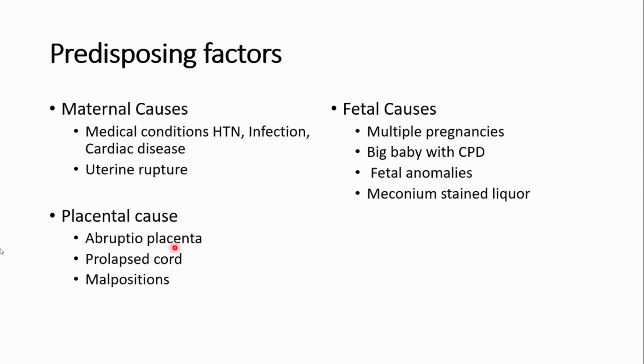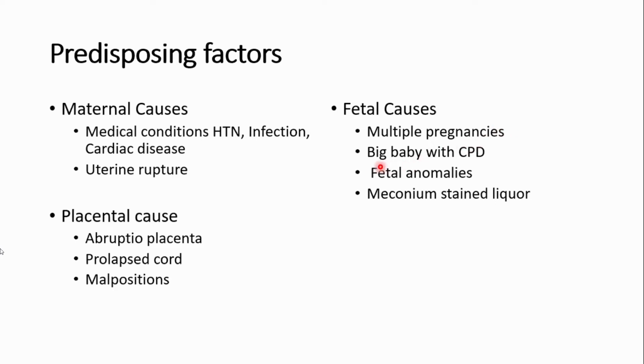If the placenta separates prematurely, prolapsed cord, if the cord comes out before the baby, and if there is some malposition like breech delivery, transverse lie, then the baby has more chances of developing birth asphyxia. Now, in case of fetal causes, if there is multiple pregnancy, twin pregnancies, or second baby have more chances of developing birth asphyxia.